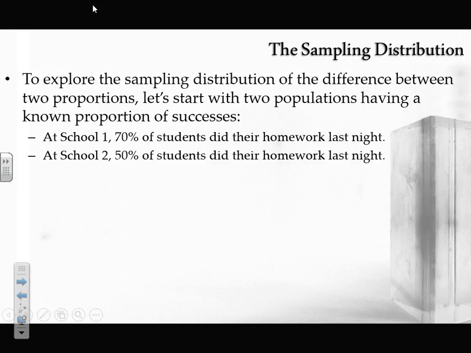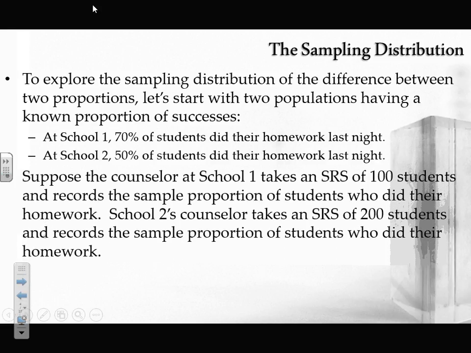Okay? So, we're going to start with two populations where we know a proportion of success. At school 1, 70% of students did their homework last night. At school 2, 50% of students did their homework last night. So these are parameter values. They went to every single student and they checked. 70% of school 1 did their homework, 50% of students at school 2 did their homework. So we're starting off knowing that information. In a confidence interval problem, we wouldn't know this. Okay? But for right now, we're assuming we know, and then we're going to show what happens when we look at the difference between these two schools.